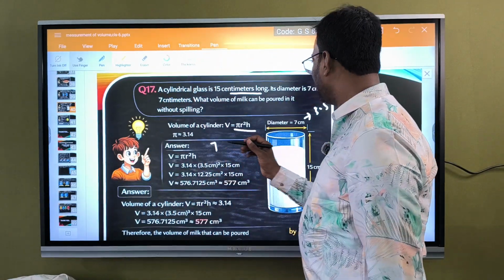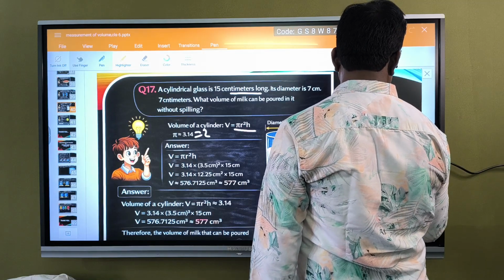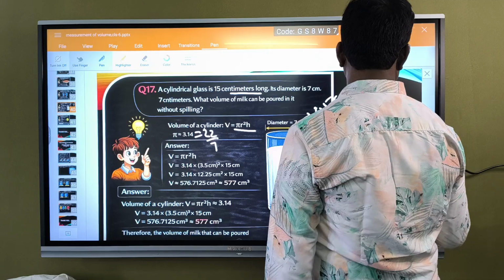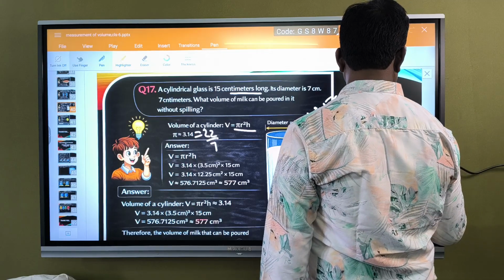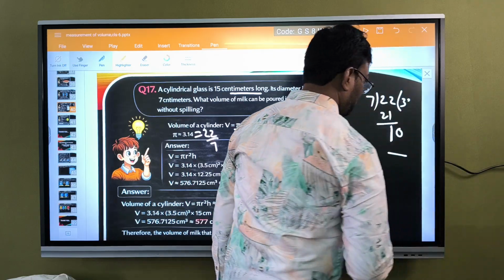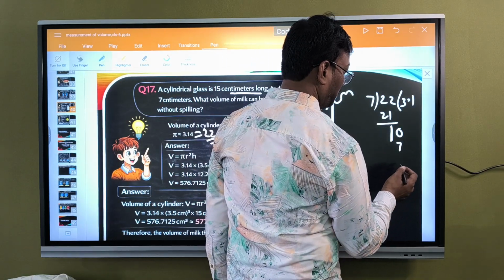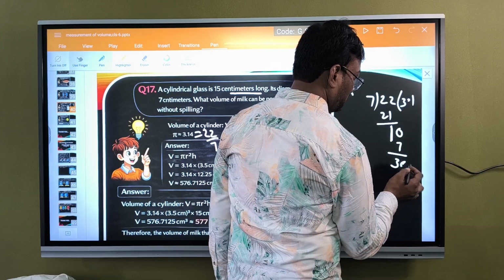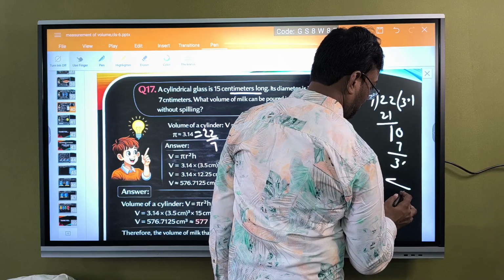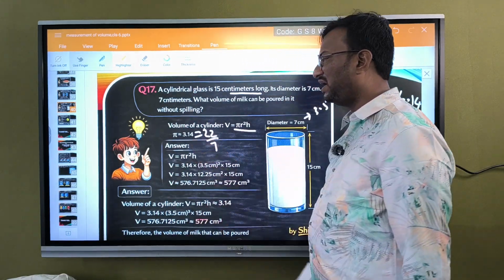Pi is 3.14, which is equal to 22 by 7. If you divide 22 by 7, 7 3s are 21, you will get 1. If you put the point and 0, seven ones are 7, that is 3 remaining. So we can put 0 as we put the point. 7 4s are 28, remaining 2. So we will get 3.14. So 22 by 7 is equal to 3.14.